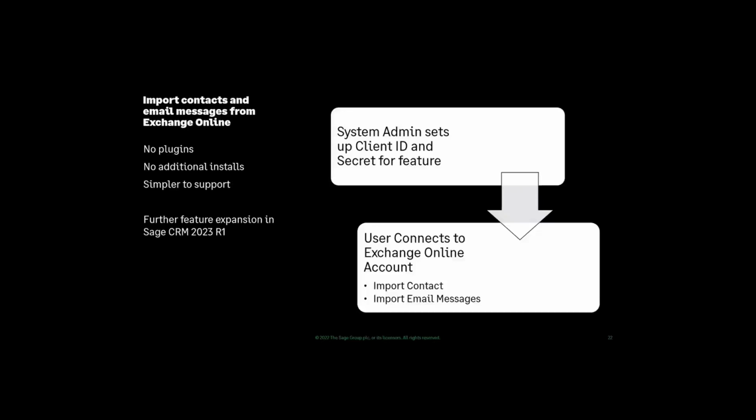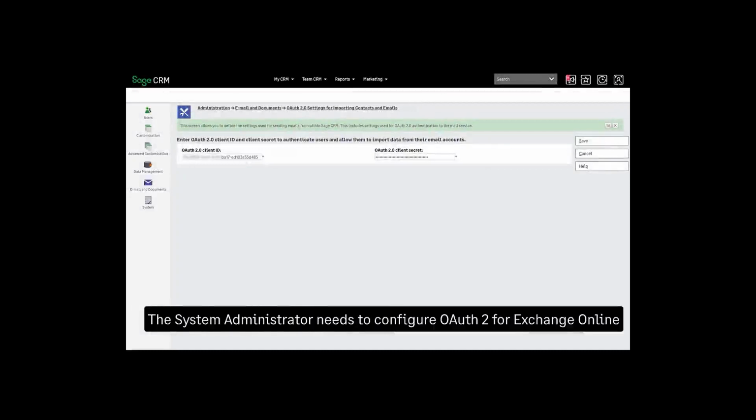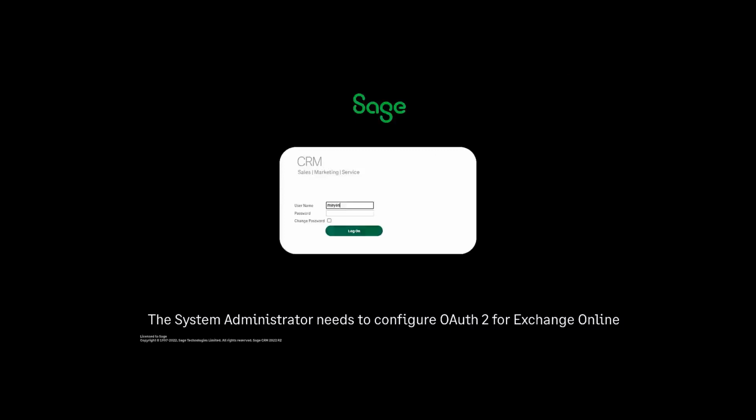And what we've done is we've moved over to ensure that we can make a connection inside the browser to a user's own mailbox directly from within Sage CRM, so we aren't dependent on that browser-based technology. The system administrator is going to need to authenticate with client ID and secret value to be able to define that within Sage CRM. We're using OAuth 2, and this means that we are initially going to be connecting to Exchange Online.